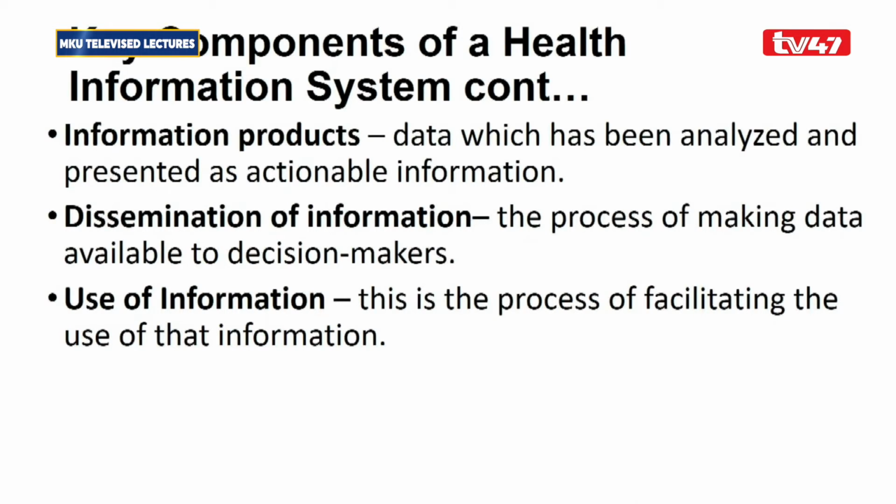Then we have dissemination of information. This is the process of making data available to decision makers. Decision makers are people who are involved in coming up with strategic decisions for the organization, either long-term or short-term. Whatever decision needs to be made, it's made based on the information that we have. So how is that information disseminated?